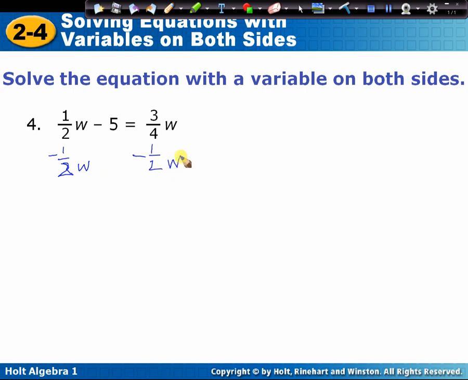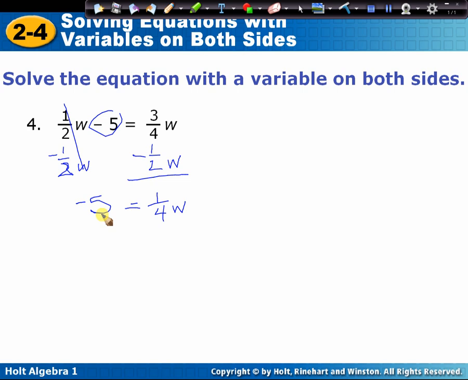And again, for the purpose of this, I would say type this in your calculator, use your fraction button, and get your answer. 3/4 W minus 1/2 W is going to give you 1/4 W. We still have this -5 over here, so we have to bring it down. We can't forget about that. All right. So now it's a pretty simple problem. We have -5 equals 1/4 W.